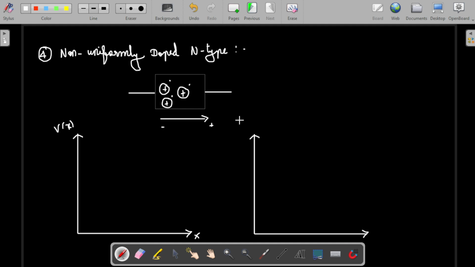If the electric field is in this direction, then the potential will be exactly opposite to that. So we can get into this one. So this is how the voltage variation will be. So now let's get into how the variation of the electron energy band will be looking like.